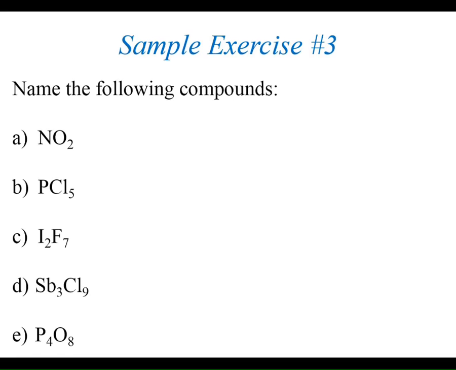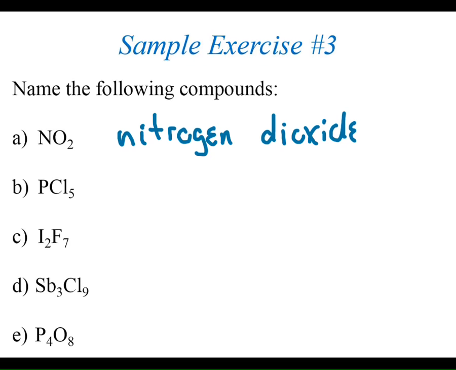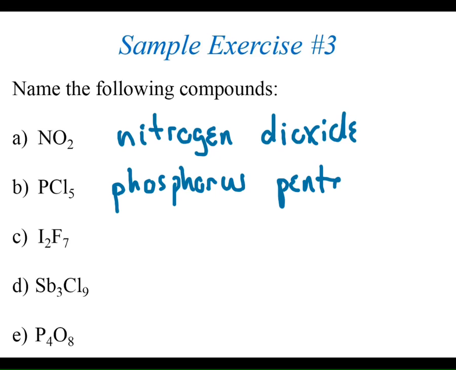So let's go over these. NO2. Okay, 1 nitrogen, but again, don't say mono for the first one. So just say nitrogen. You only use the mono if the second one's 1. And then 2 oxygens, how would I say that? Dioxide, right. 1 phosphorus and 5 chlorines. How would you name that? Phosphorus pentachloride.